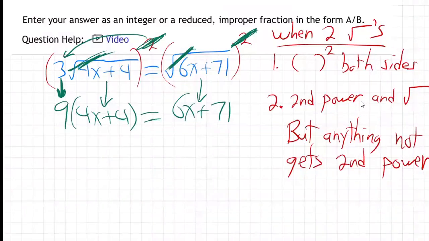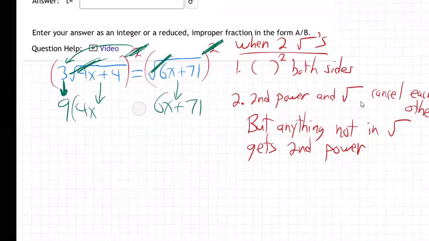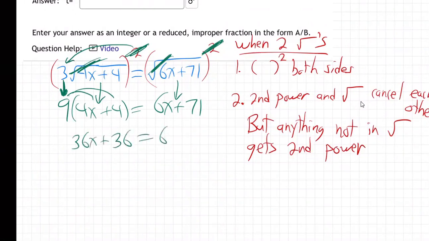All right, so we good there? We've got rid of the roots now, don't we? There's no more roots. Now what's going to happen? Boom, boom, it's going to distribute. 36x plus 36, 6x plus 71. So I just distributed that 9. Any number outside of parentheses just multiplies the numbers inside of the parenthesis.